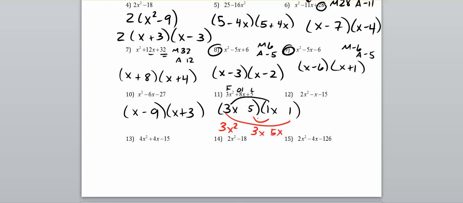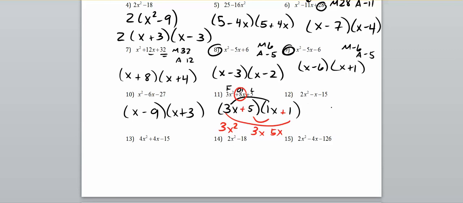If I have 3x and 5x, is there any way to get an 8x? Well, if I make both of these positive, that should work. So you can go back and FOIL it. 3x squared plus 3x plus 5x. So that's 8x plus 5, and you're done. So I got 3x plus 5 and x plus 1.